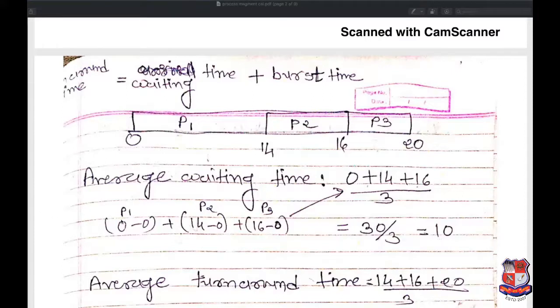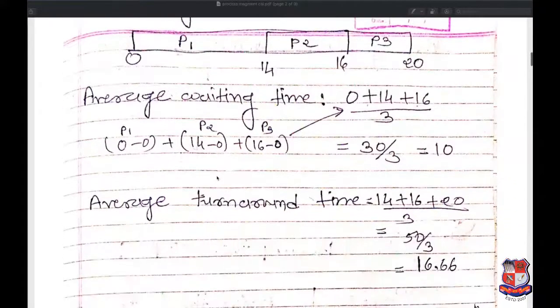And then after, how to calculate the turnaround time. For the turnaround time, there is one equation. Turnaround time is equal to waiting time plus burst time. We already found the waiting time, so find waiting time plus burst time. The burst time is already given in the question, in the table. So let us start with the turnaround time.